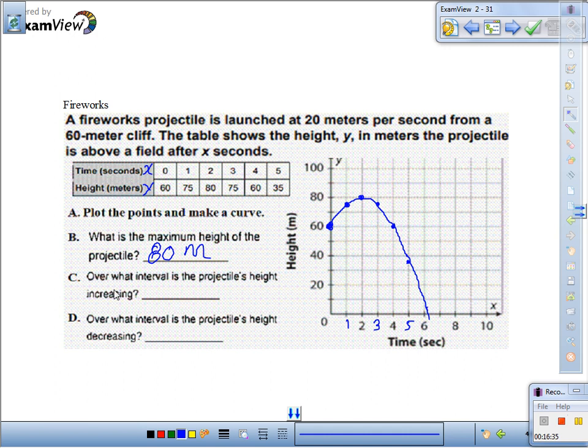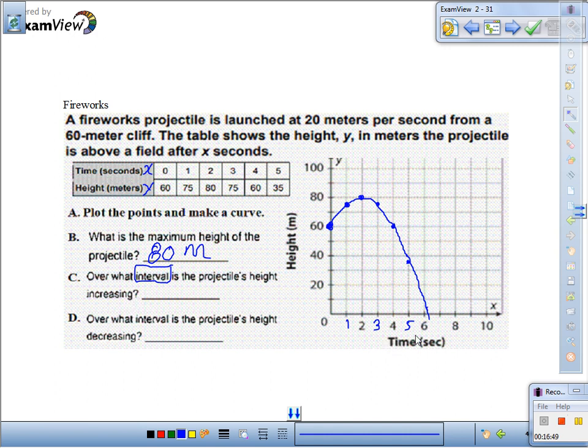All right. Part C, it says, over what interval, pay attention to this part. Look up, please. Box this word, interval. Why? Because that's how they're asking us to write it. Using what? Interval notation. Those of you that loved interval notation. Right, Aldo? All right. It says, over what interval is the projectile height increasing?